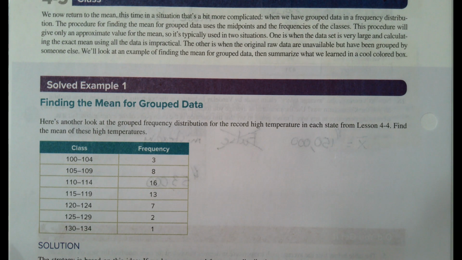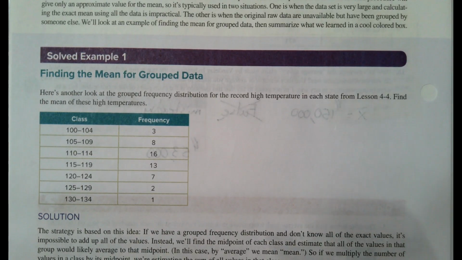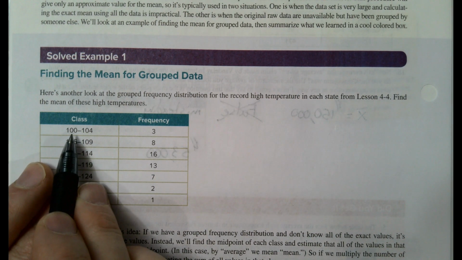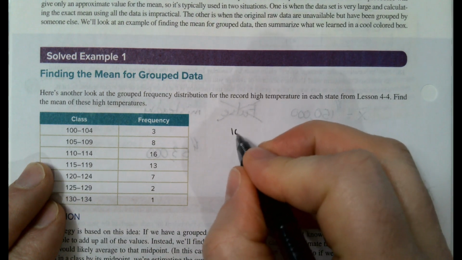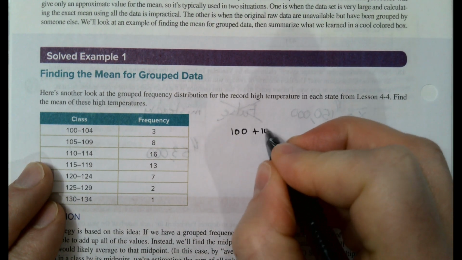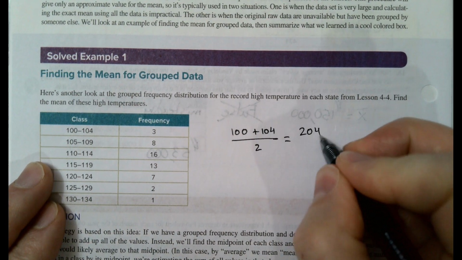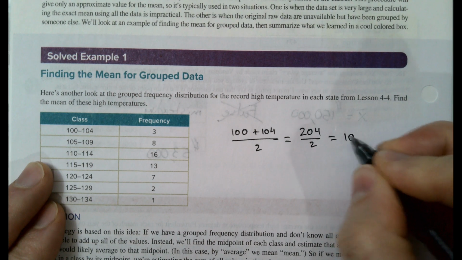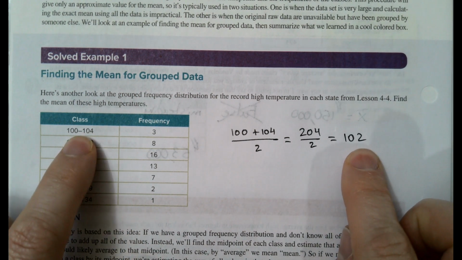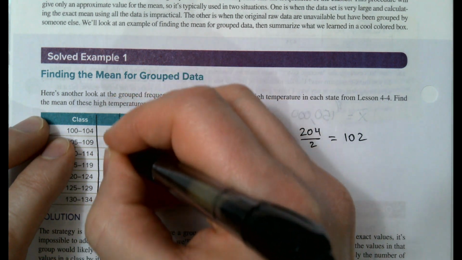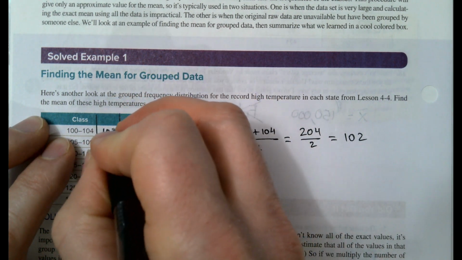actual data values. The author gives you a nice little example to run through here. It actually doesn't tell you how to find the midpoint, but the way to find the midpoint is the middle of the lower limit and the upper limit. So how we would find that is take 100, add to it 104, divide by 2. This is 204 divided by 2, we get 102. That would be in the middle of this class. So if I were to do the midpoint, this would be 102.